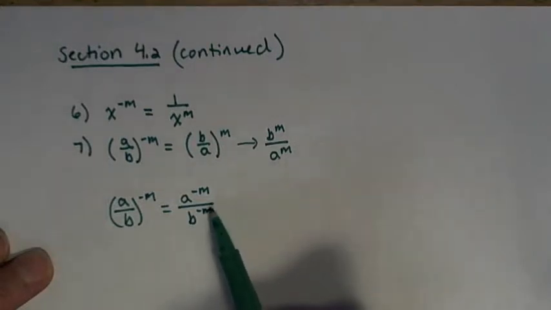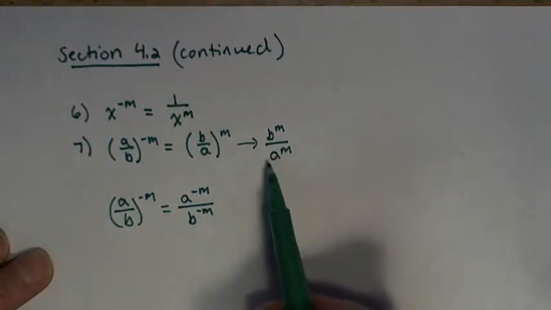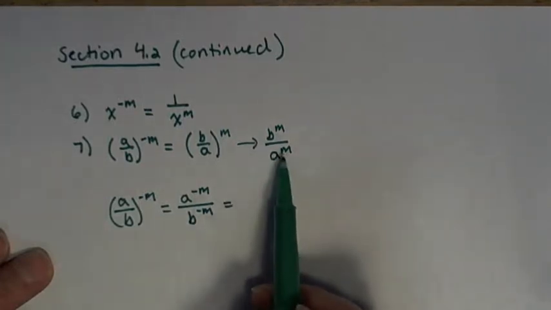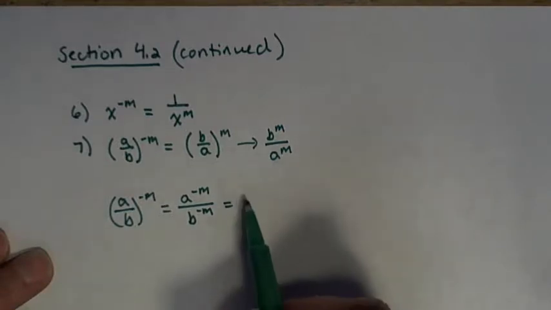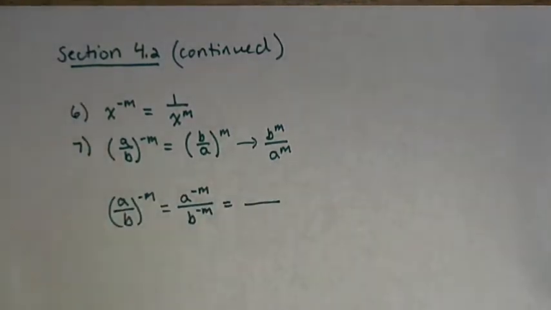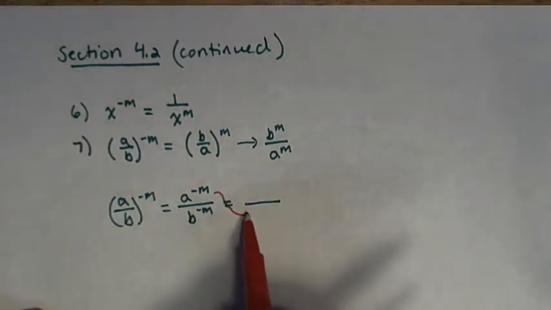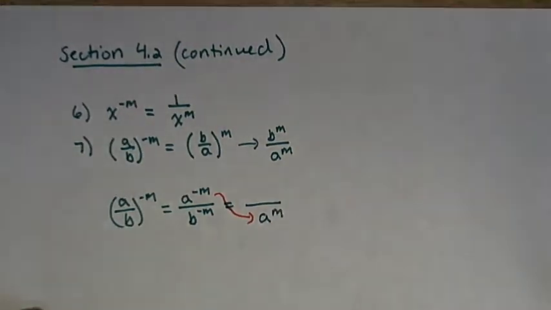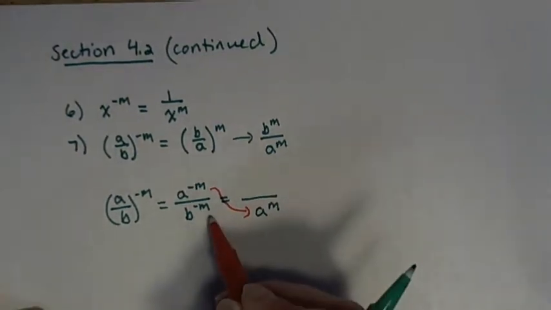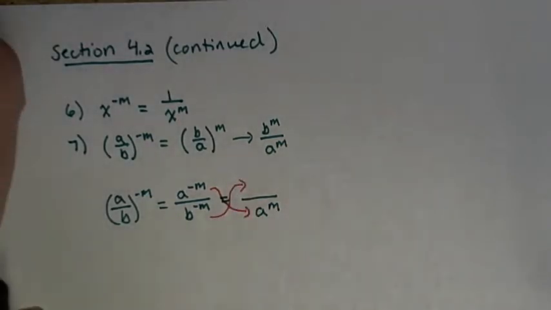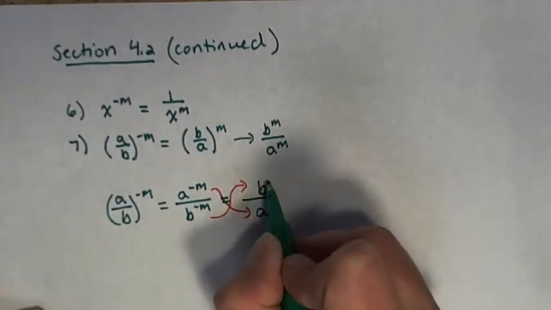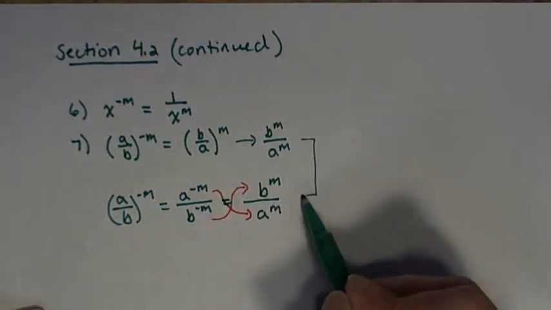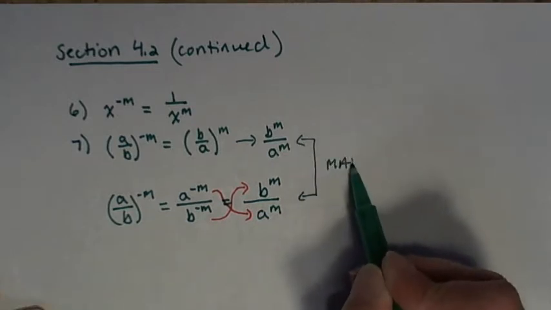Now take a look at these two expressions. Notice that they are upside down from each other. So in order to get this to look like what I have up here in the rule, I would need to take the a to the negative m and move it to the bottom, which would give me a to the positive m, and the b to the negative m I would need to switch over to the top, and that would give me b to the positive m. So now notice that these two expressions actually match.